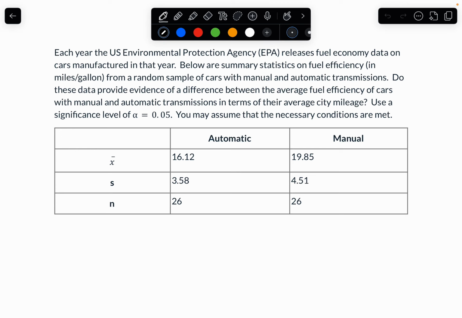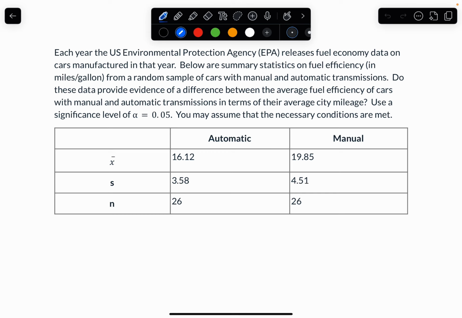So we're going to hop right in here. First thing that we would have to decide just looking at this problem is, do we have independent sampling or do we have paired sampling? So we would have to make that decision at the beginning of our problem.